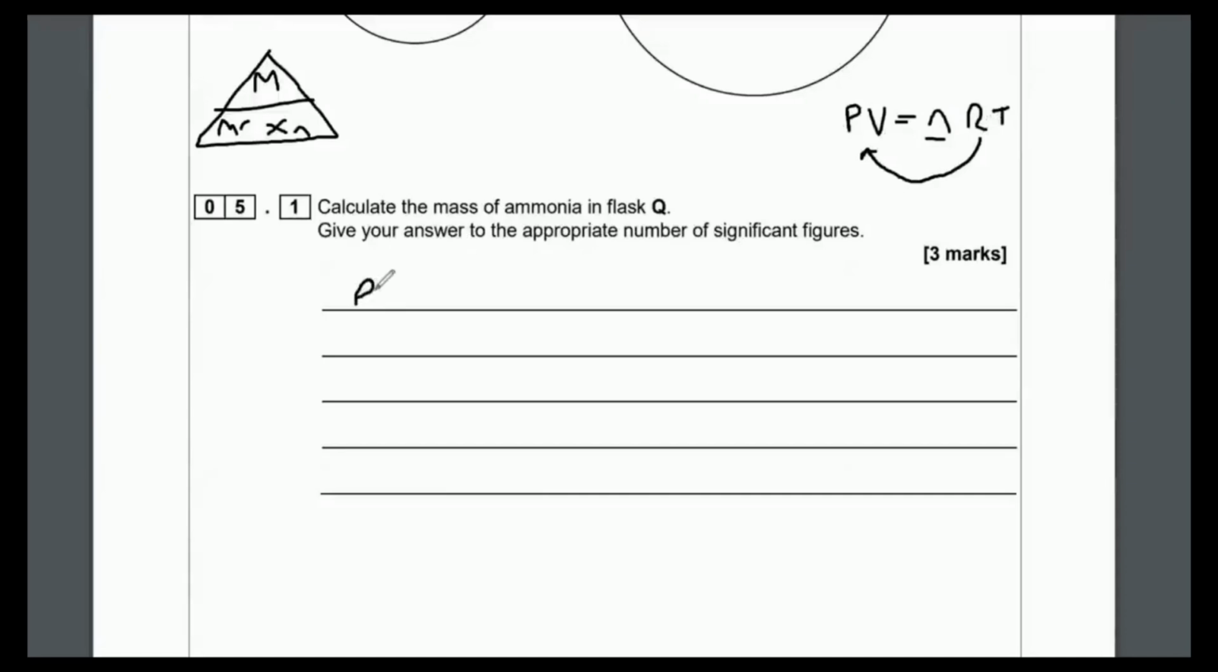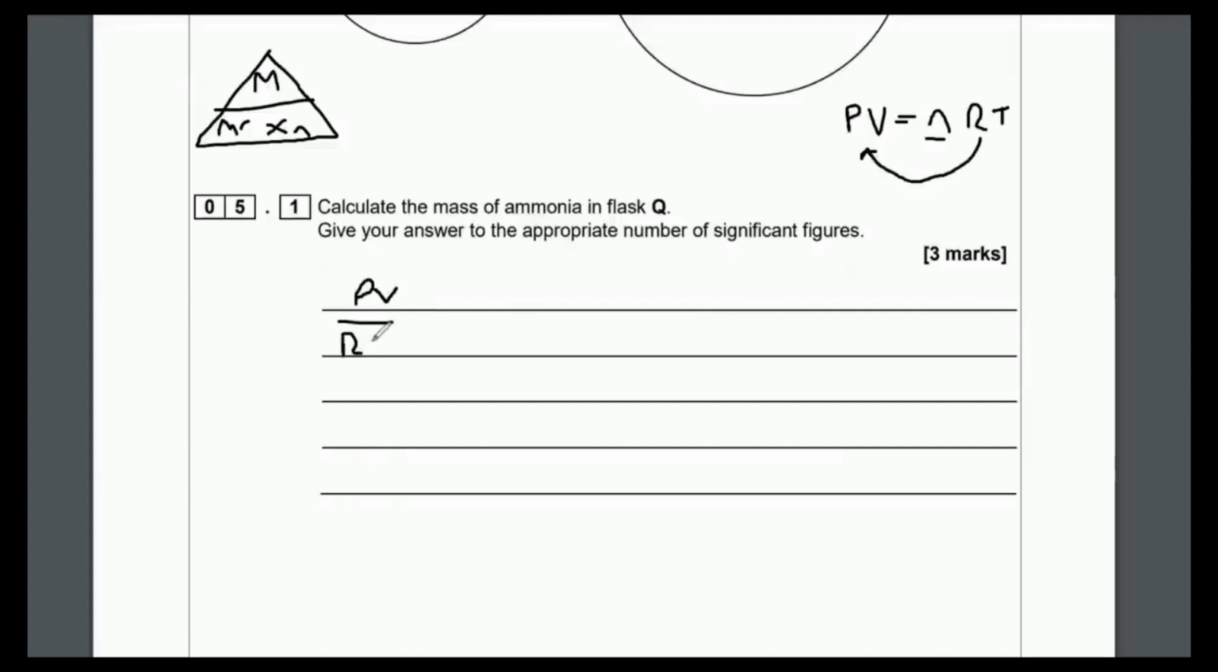Okay, calculate the mass of ammonia in flask Q. Give your answer to the appropriate number of significant figures. So immediately there, we know that we're looking at what we were talking about, mass over MR times moles. We also know that we needed PV equals nRT. What's the connecting factor between these 2 equations? It's the moles.